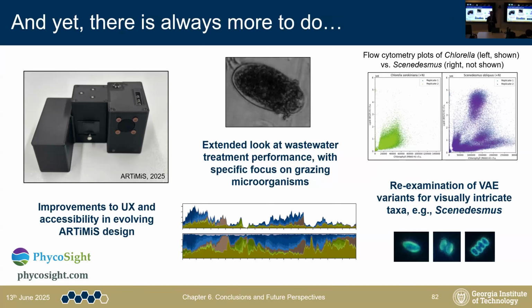Just talking about some of the future work for some of the studies we talked about, we're going back to look at all that wastewater data that we examined and we studied to look for the impact of grazers or organisms that eat the algae, to see how that impacts the morphotypes, and then by extension, how that impacts process movements. And then I wish there was more time to explore other variants of the variational autoencoder family of models to characterize some of these more visually intricate taxa.